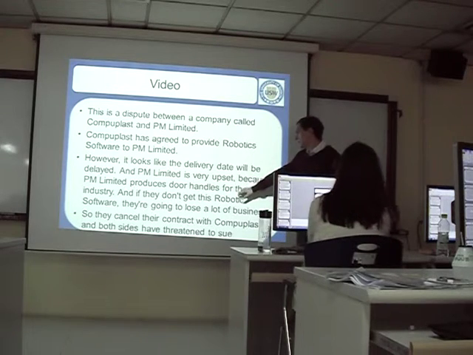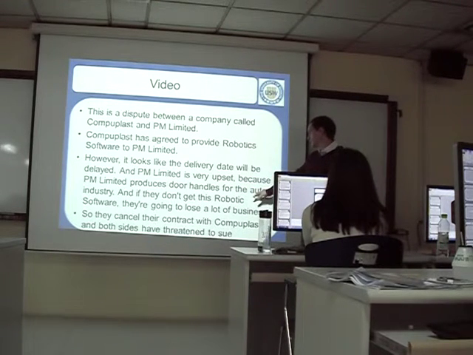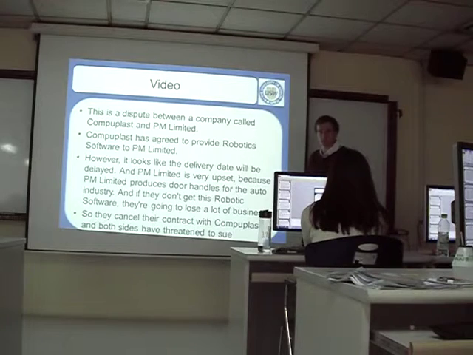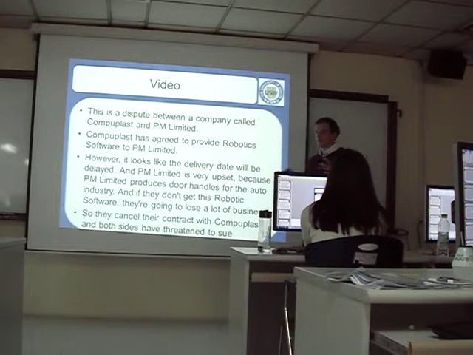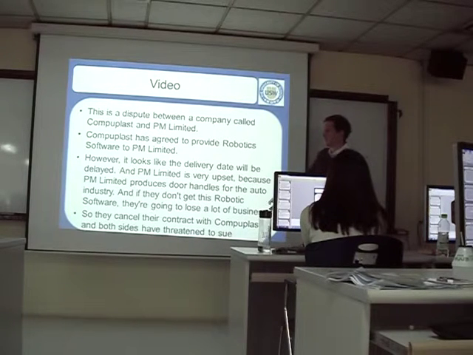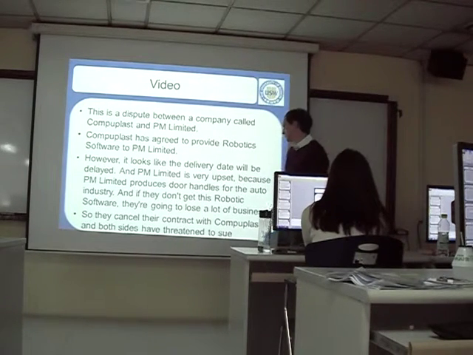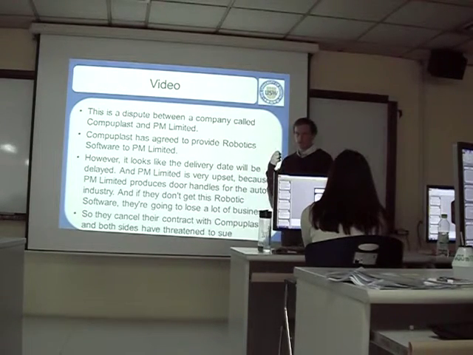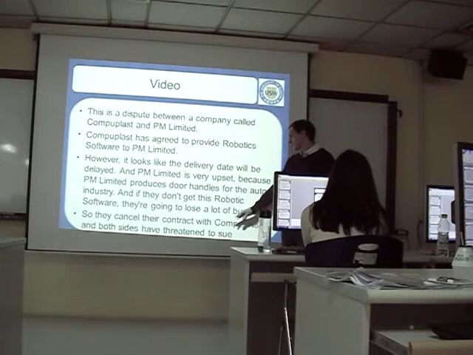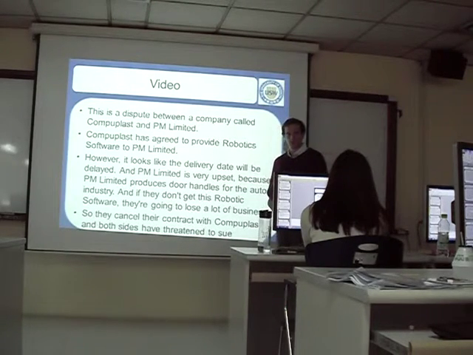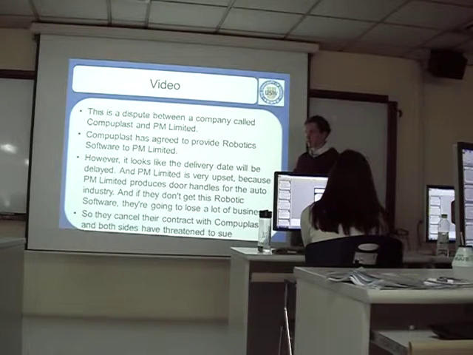So PM Limited is making door handles for the cars. For example, they're working for Kia, right? If this is delayed, they're going to lose a lot of business. They built the car, everything is finished, but they're just missing some part for the door handle. So they're not very happy and they lose business. So they cancel their contract with CompuPlast because CompuPlast was late delivering. Both sides have threatened to sue, to go to court. CompuPlast said you can't cancel the contract like that. Okay, so can you understand the problem? Yes.